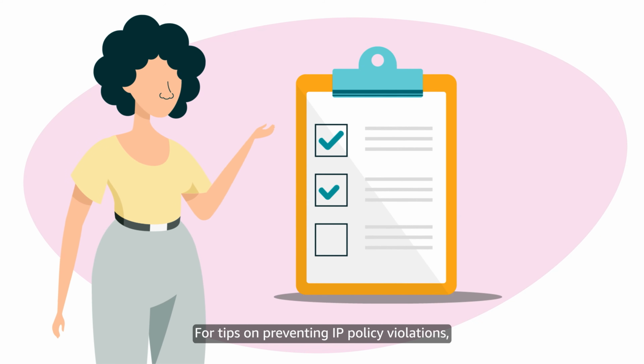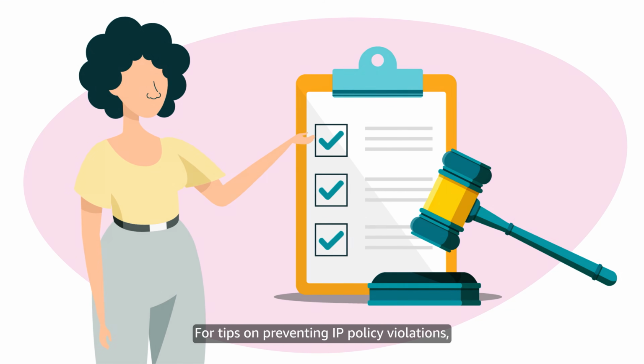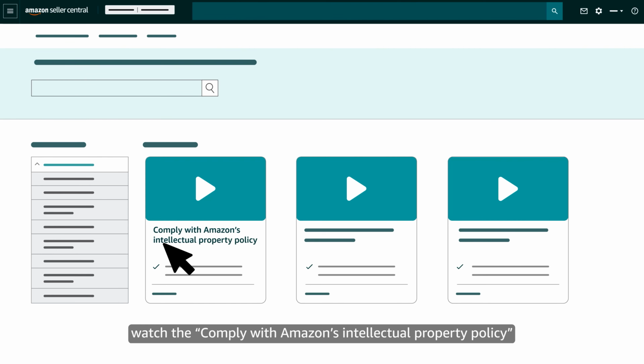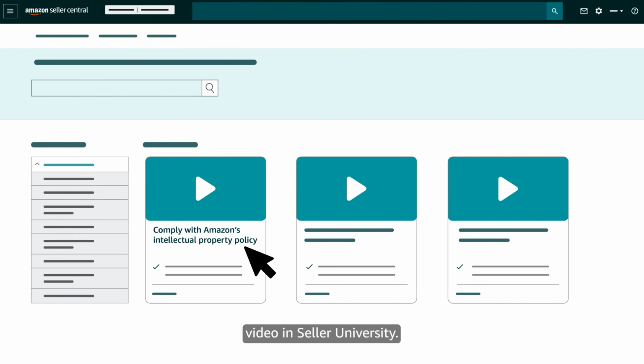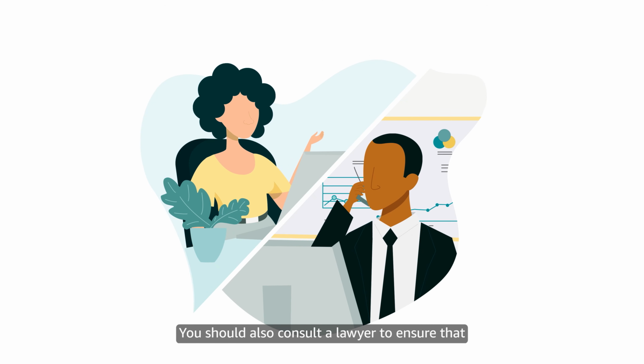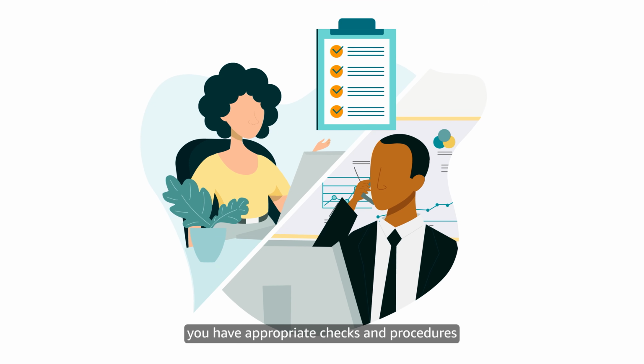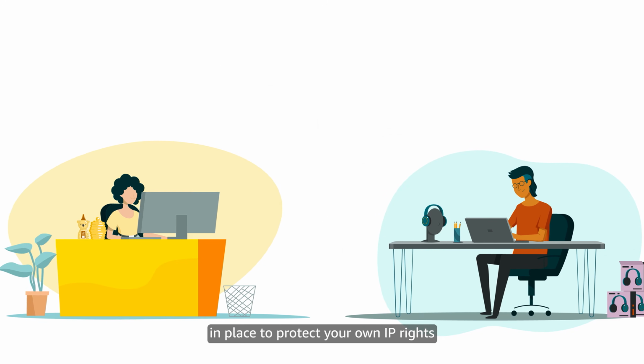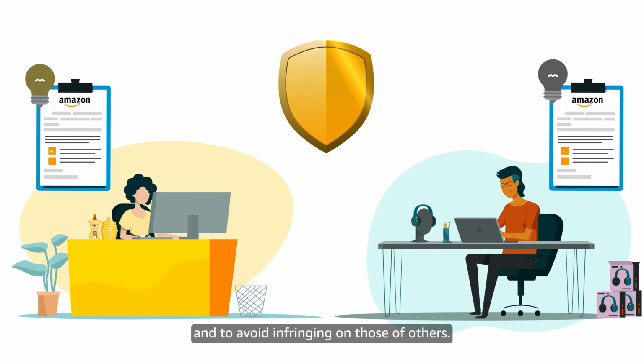For tips on preventing IP policy violations, watch the Comply with Amazon's Intellectual Property Policy video in Seller Central. You should also consult a lawyer to ensure that you have appropriate checks and procedures in place to protect your own IP rights and to avoid infringing on those of others.